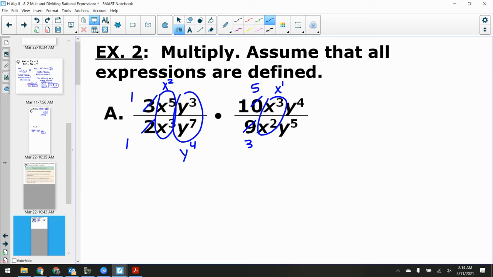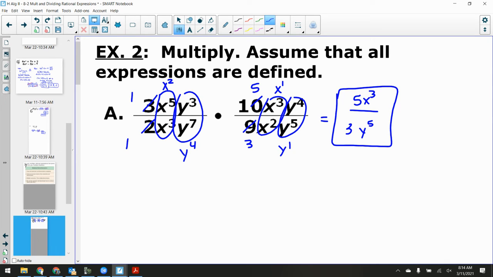Y to the fourth over y to the fifth is going to be a y to the first on the bottom. So now I've reduced out everything that I possibly can. I look to my numerator, and I see a 1x squared times a 5x to the first, meaning a 5x to the third in the end. And I see a 1y to the fourth times 3y to the first, 3y to the fifth. And because I simplified before I started, I don't need to do any simplification.